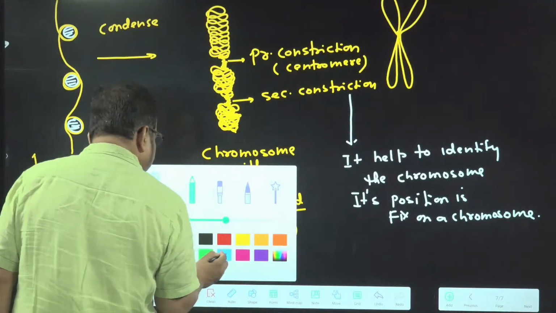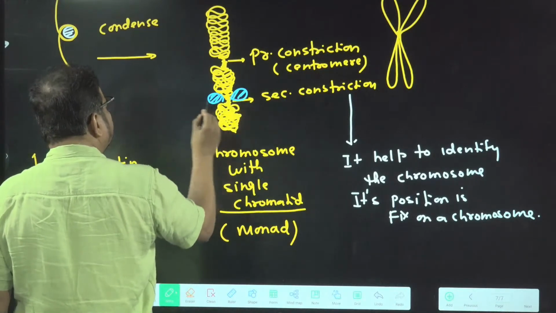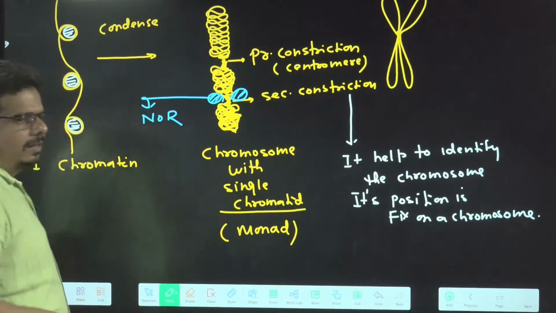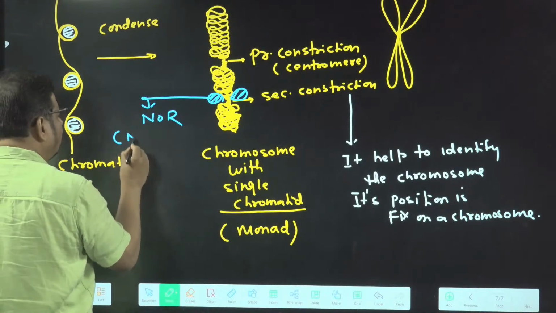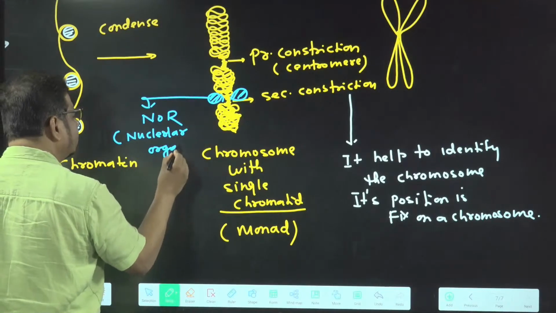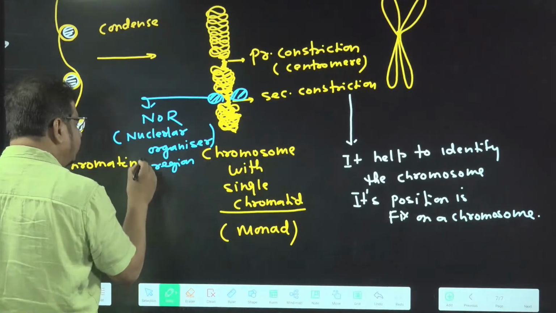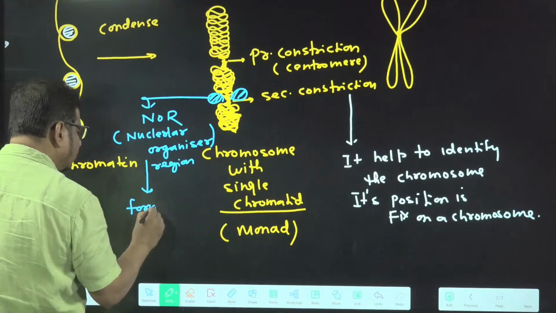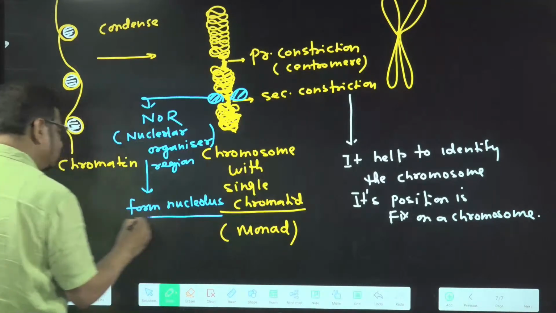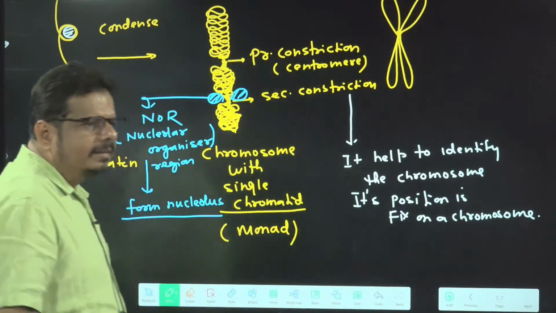Now, along with the secondary constriction, NOR is present. Nucleolar organizer region. The full name of NOR is nucleolar organizer region. And these NOR form the nucleolus. The nucleolus is formed by whom? Nucleolar organizer region. Are you getting the idea?